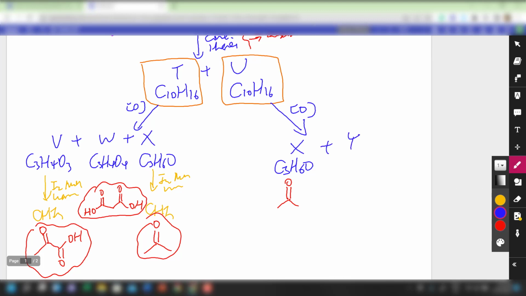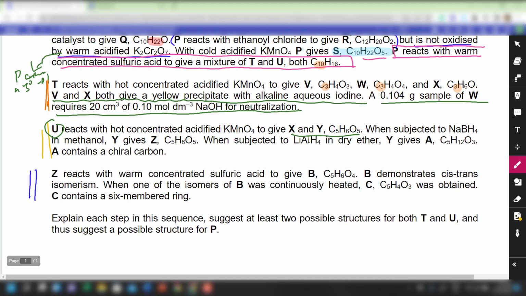Y's molecular formula just now we got is C5H6O5. After that we were told this particular interesting piece of information. When subjected to sodium borohydride in methanol, Y gives Z. If you look at the molecular formula, you'll notice that there is an increase of 2H. So from here I can conclude that Y contains a dicarboxylic acid and a ketone, because only a ketone can be reduced by sodium borohydride in methanol.